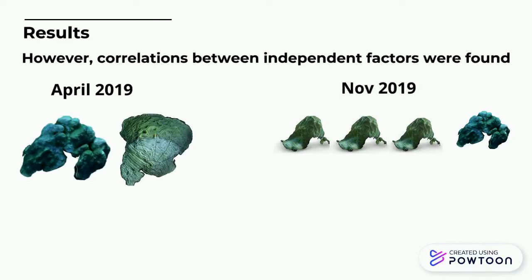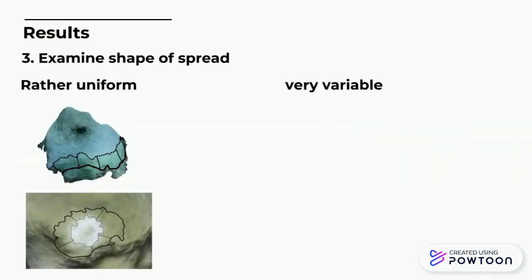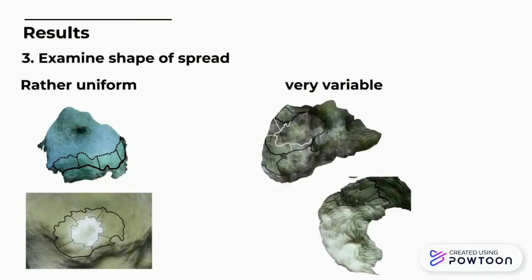In April, both Orbicella and Diploria labyrinthiformis were surveyed, while in November most surveyed corals were Agaricia, with a few Orbicellas modeled. Corals were also larger in April than in November. The shape of spread was rather uniform on 2 surveyed colonies and variable on the other 17.